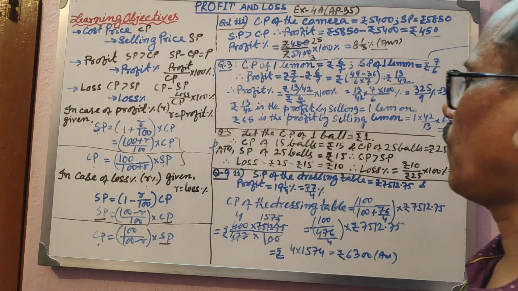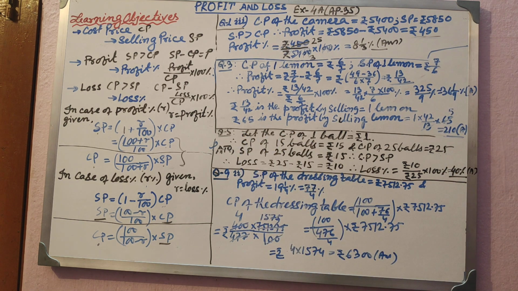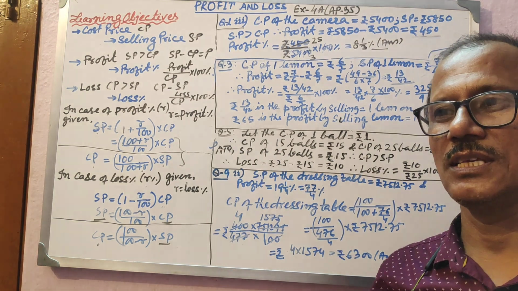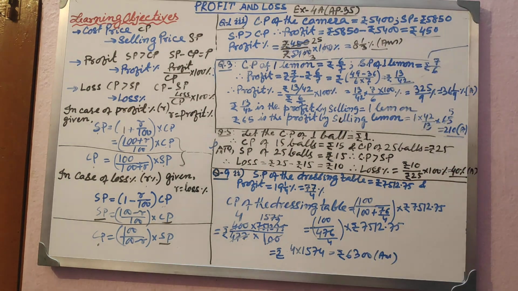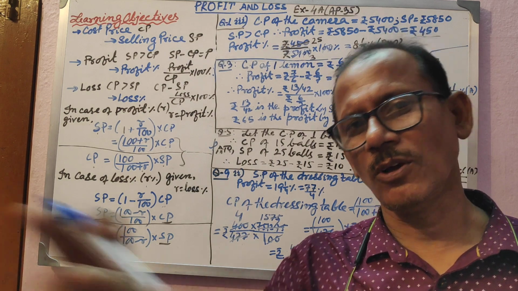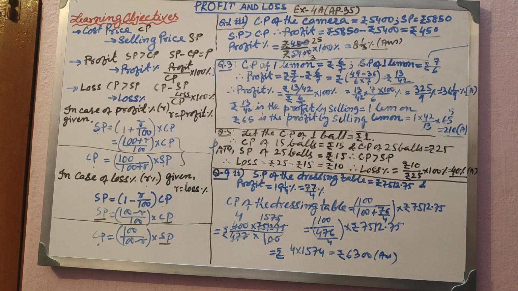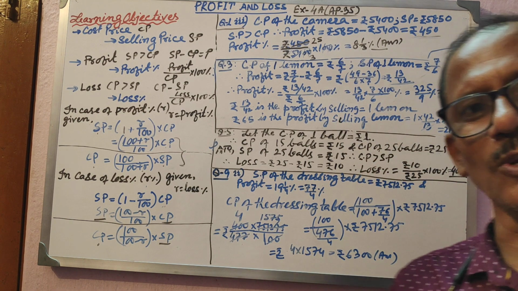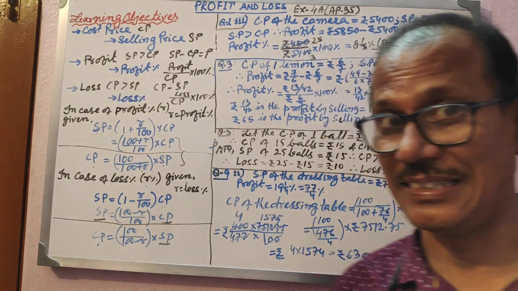Now I have taken question number 5. This is a very interesting question. The SP of 25 balls is equal to the CP of 15 balls. So what was his profit or loss percent? It's a very good sum, very tricky sum. In this case, you let the CP of 1 ball be rupees 1, or let the CP of 1 ball be rupees X. If you take it, it will be easy. How easy, you see?